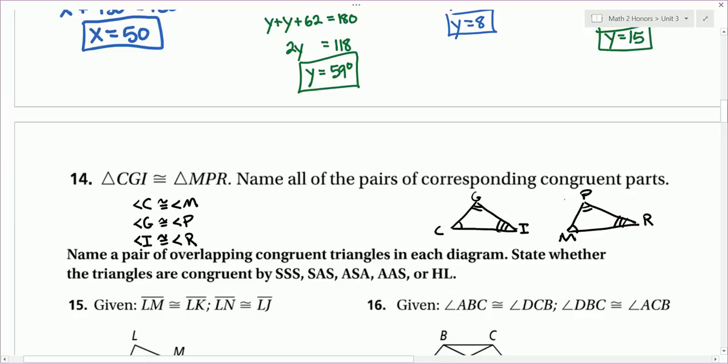In terms of line segments, CG is congruent to MP because those are the first 2 letters in each statement. CI is congruent to MR because that's the first and the third letter in each statement. And GI is congruent to PR because that's the second and third letter in each statement.